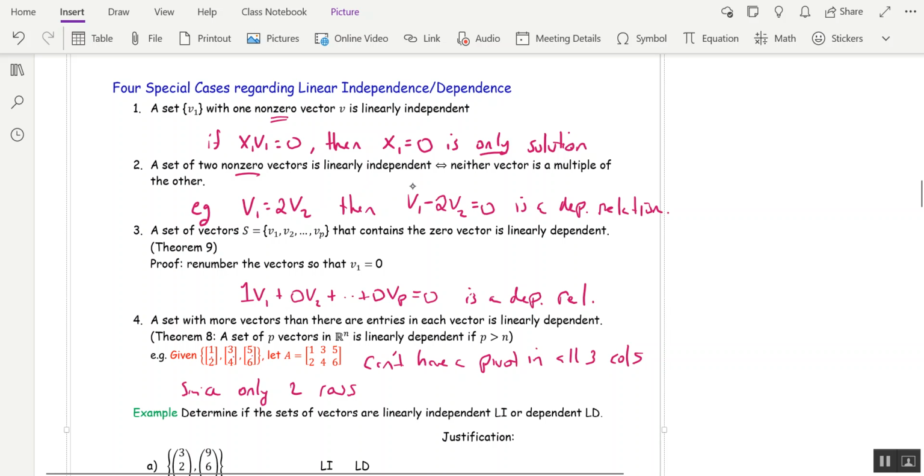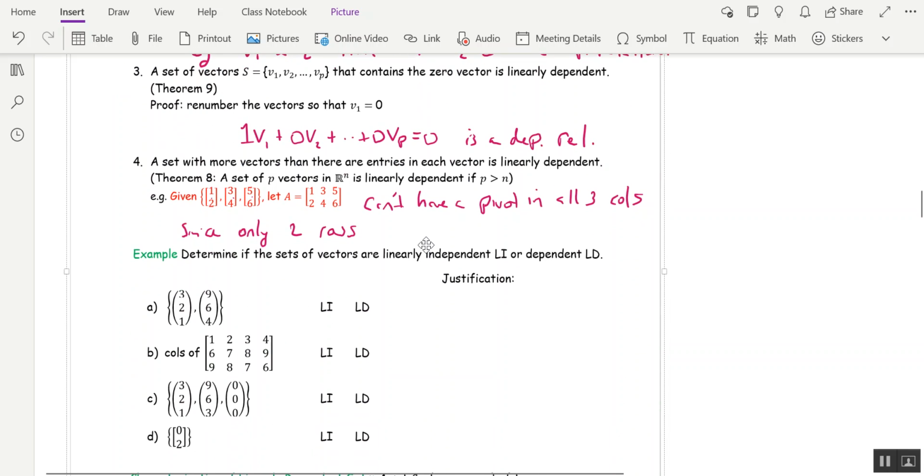It's going to be linearly independent if and only if neither vector is a multiple of the other. Well, for this to be a multiple, it's looking good because 9 is 3 times 3 and 6 is 3 times 2, but 4 is not 3 times 1. So those are linearly independent by number 2, because V1 is not a multiple of V2 if I call this V1 and that V2.